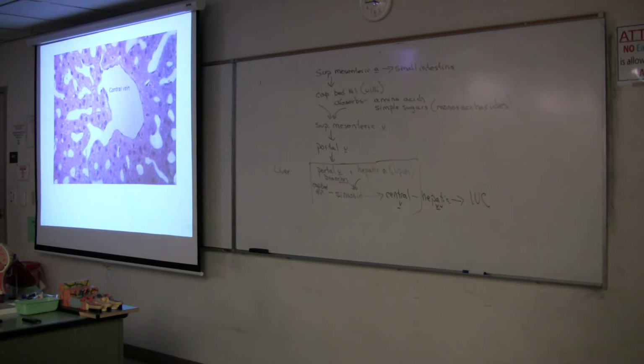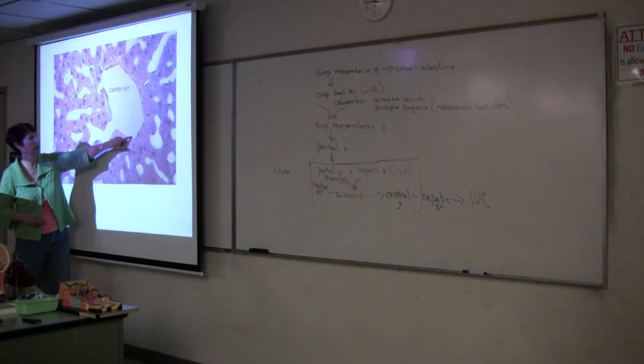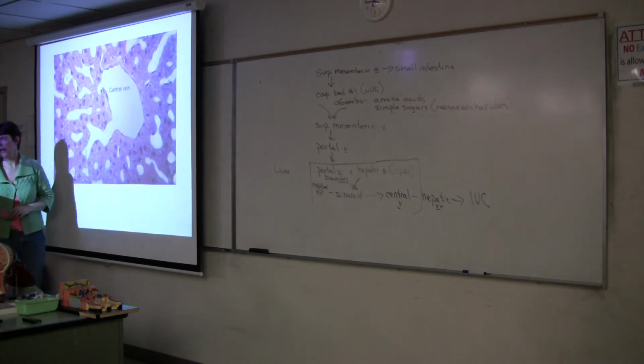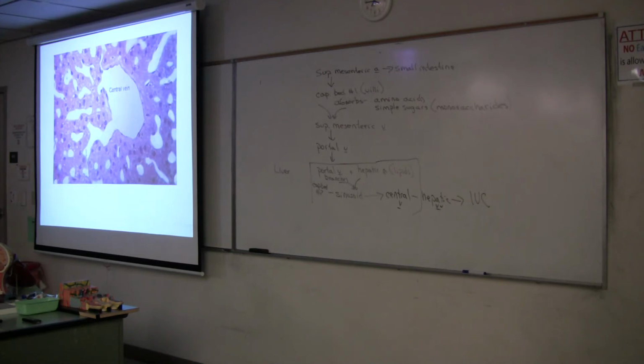Here's the central vein. Not much muscle, it's a vein. So a simple squamous lining, and then you can see the sinusoids draining into it. So you would expect less glucose, less amino acids in the blood of the central vein than, say, the portal vein, because some of that product has been taken out.